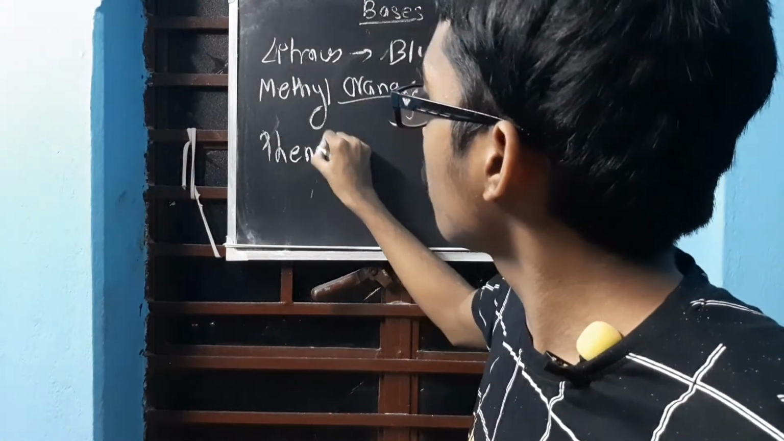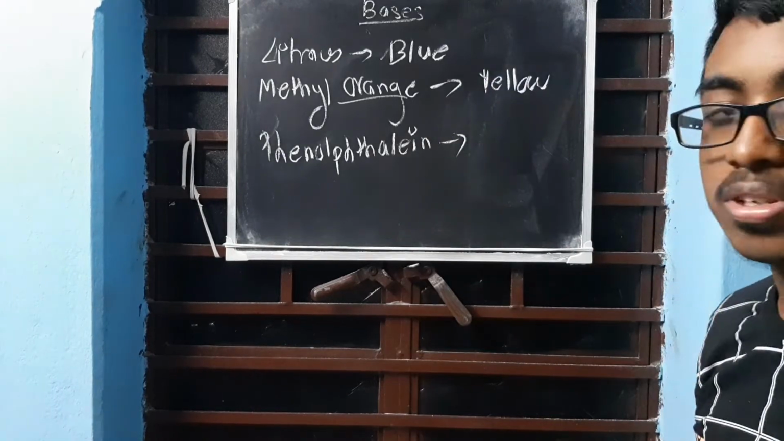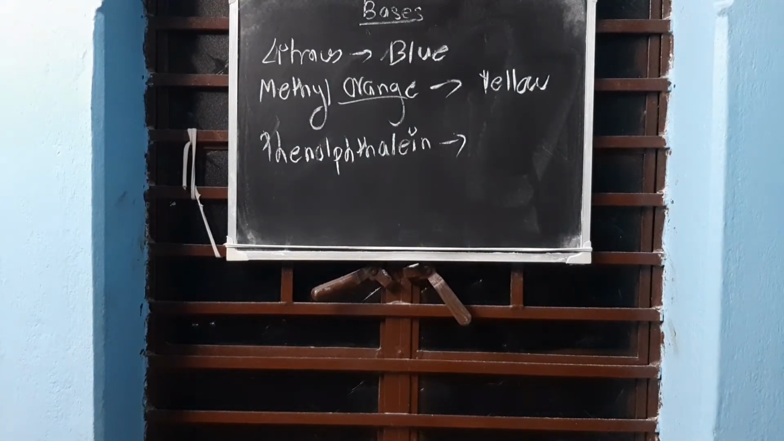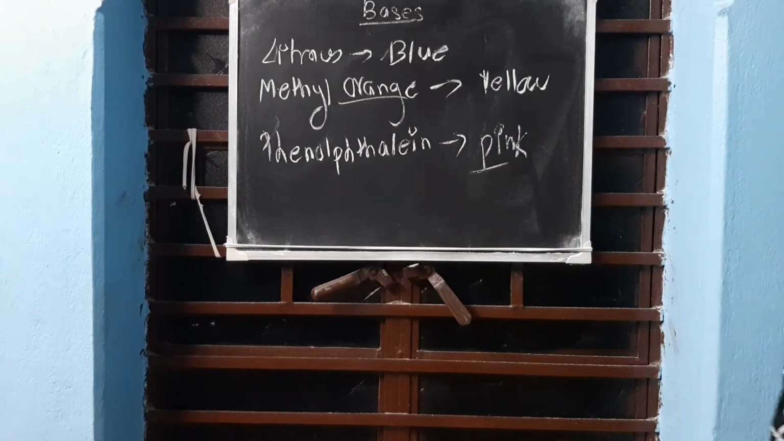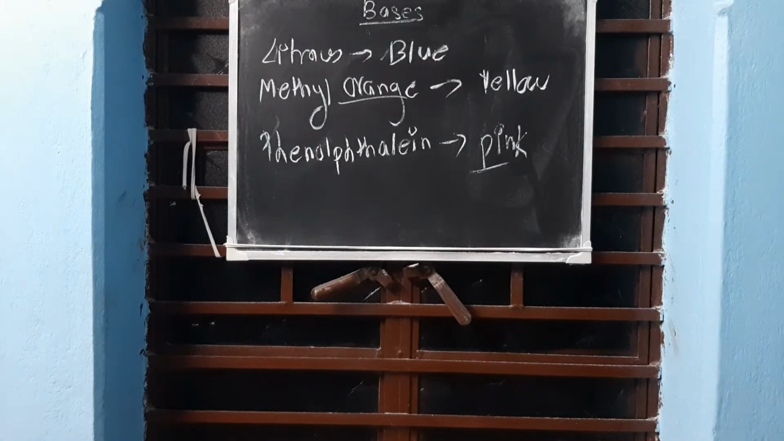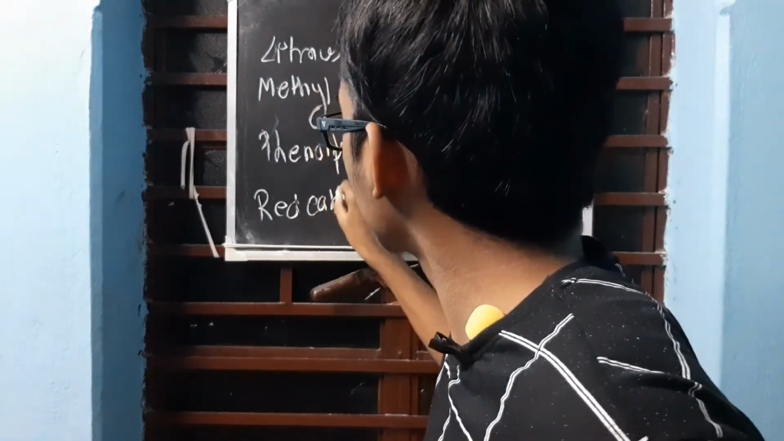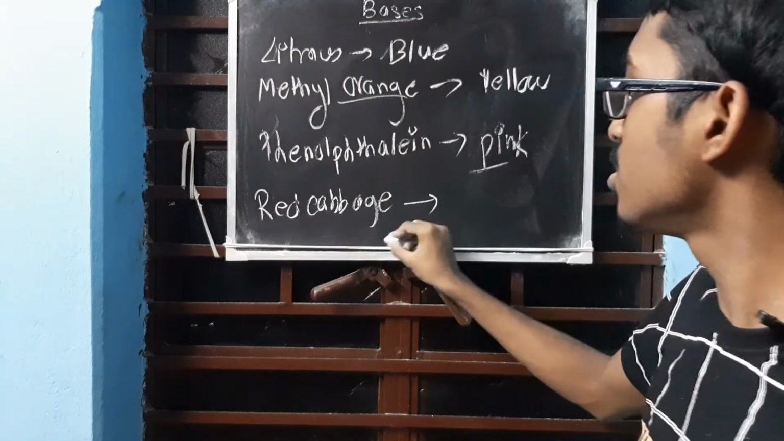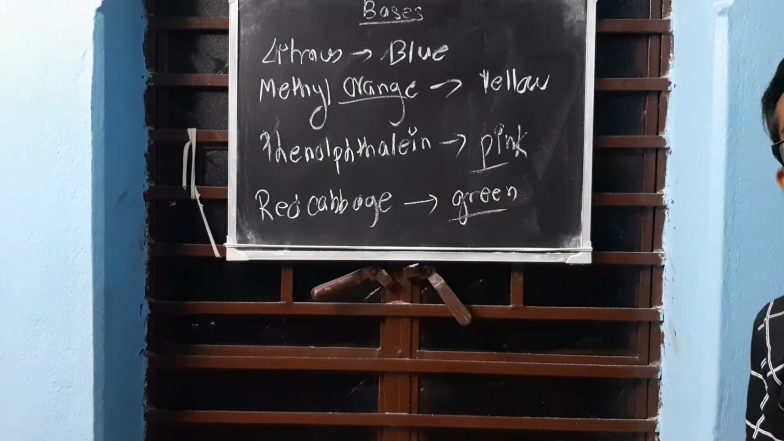Next comes phenolphthalein. What was the color in acidic medium? Original color, it is colorless. What will it change to here? Pink. Colorless to pink. This is the basic color change. Another one was the red cabbage extract. In the last part only I told you about that. Red cabbage extract turns green in basic solution. It was remaining red in acidic. But here it will turn green. So red cabbage extract can also be asked. It will turn green in case of bases.